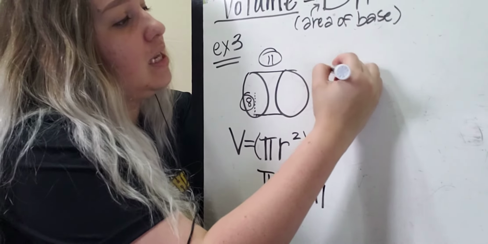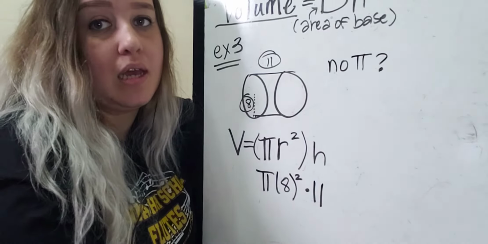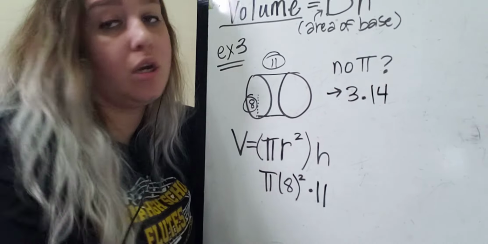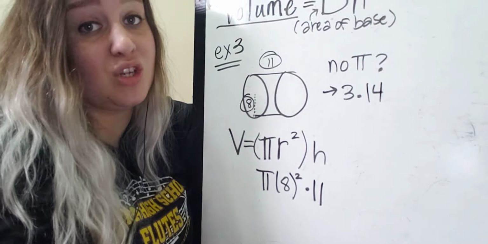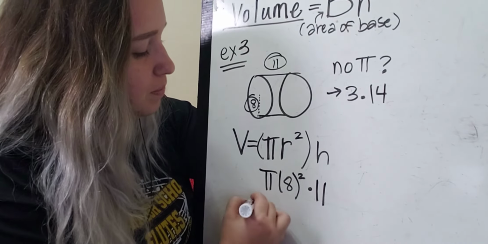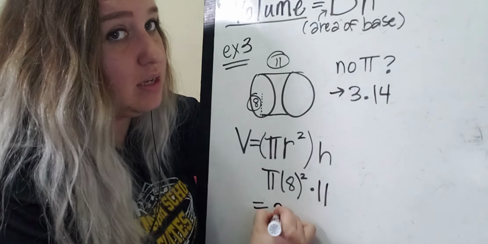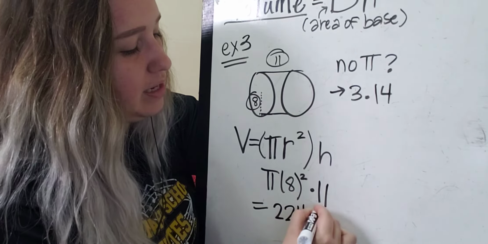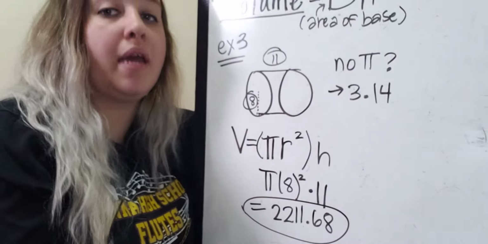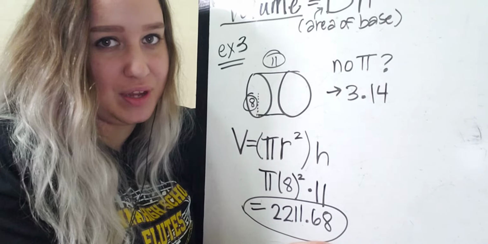Now, on the side, if you don't have pi, no pi, okay, then I want you to use 3.14. 3.14 will get you very close and you'll find your answer, okay? So, when you type this all into your calculator, double check, you should get 2,211.68. Okay, so they're pretty straightforward. Cylinders should be piece of cake, super easy for you guys today.